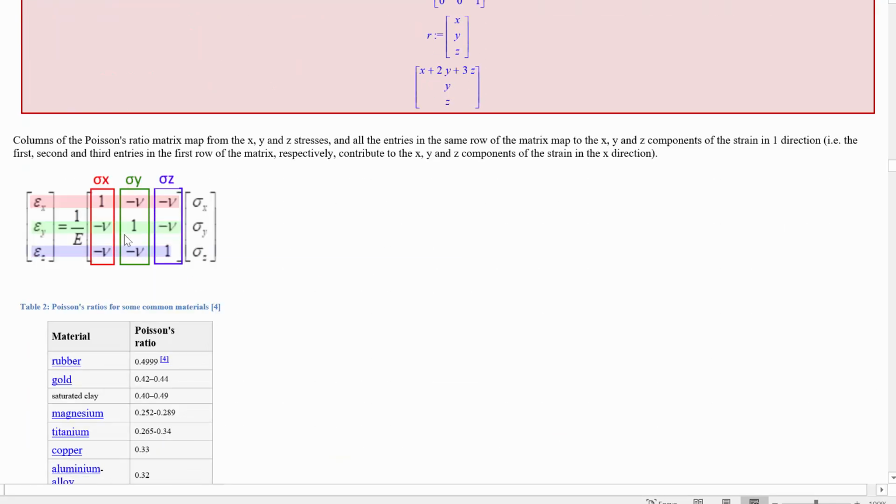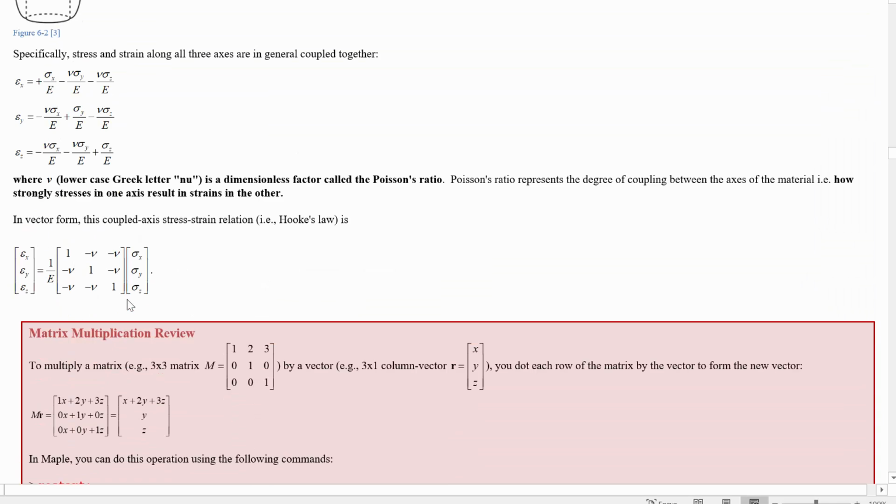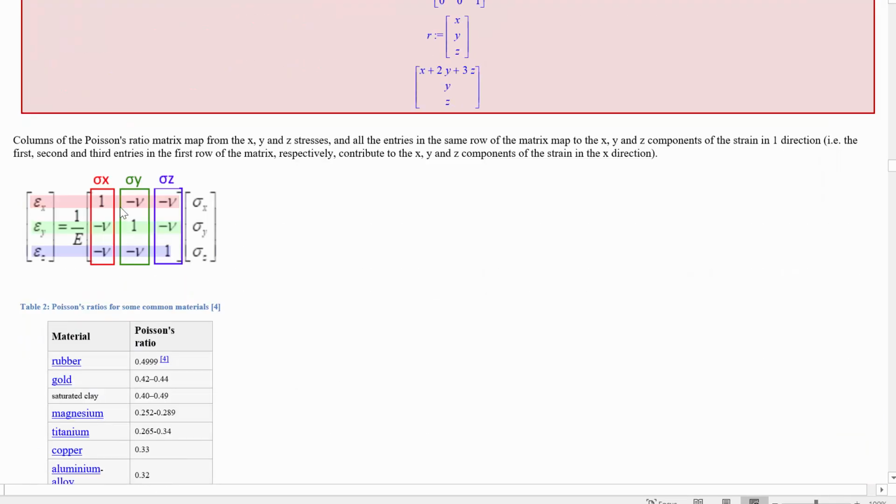So now you can see how this relationship between stress and strain that we wrote up here works, right? This first column of the matrix is telling you all of the things that are going to be multiplied by the first entry in this vector, right? Because we're always going to be dotting this row by that column to get the new result.